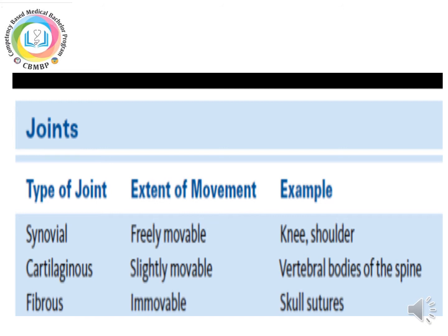First, I'd like to review the types of joints present in our body. There are three types: synovial, cartilaginous, and fibrous. The synovial joints are freely movable joints, such as the knee and shoulder, lined with synovial membrane and containing synovial fluid. Cartilaginous joints are slightly movable, like the vertebral bodies of the spine. And lastly, fibrous joints are immovable, like the skull sutures.